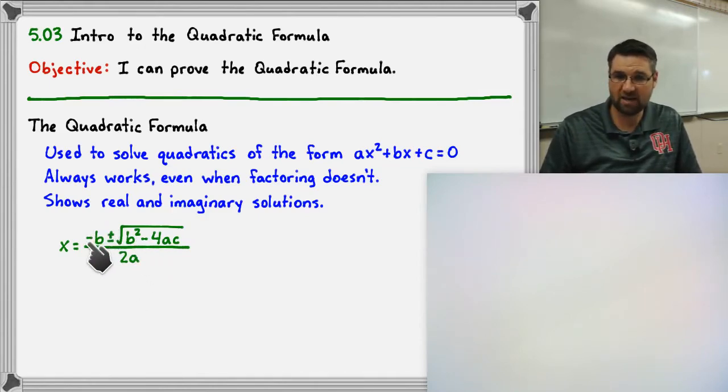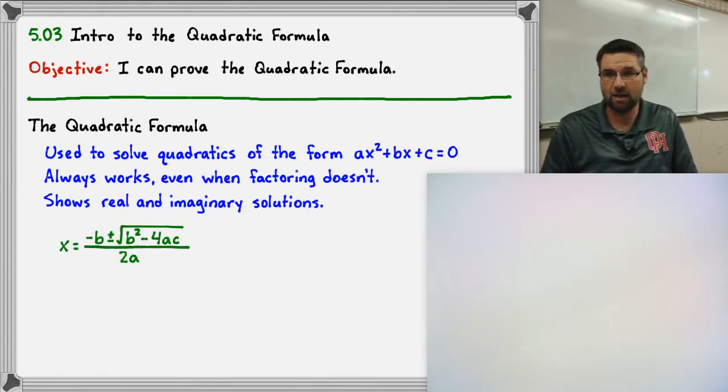Now, what you'll see here, you should recognize this. We have our negative b over 2a right here. Negative b over 2a, remember, was our axis of symmetry of a quadratic. There is a connection here, okay? And we're going to talk about that in this lesson. Now, I do realize that this quadratic formula is pretty intense.